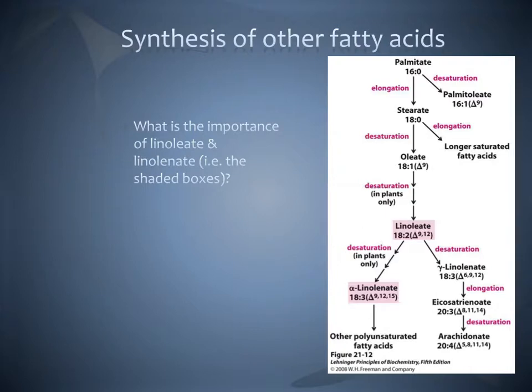So we go from palmitate to palmitoleic. That's just using desaturases, okay? Because it's at position 9, so we can do that. We can elongate it there in the ER, going from 16 to 18 at stearic acid. You can elongate it to make it even longer, as long as it's saturated. We can do the desaturation because that's at position 9 to make oleic acid.